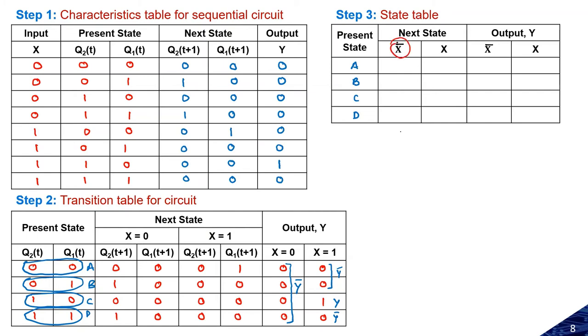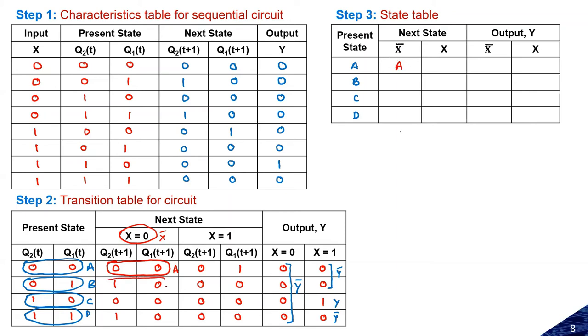If X bar is given, what it means, I need to consider X is equal to 0 only. Now, see here. If X is equal to 0, I am getting the next state, which is 0, 0. This 0, 0, which we have already given, is the same as A. What it means, I need to write A here. Let me repeat what I did here. I have already defined 0, 0 is A, 0, 1 is B, 1, 0 is C, and 1, 1 is D. And the next state for X is equal to 0, which indicates X complement, is 0, 0 for the first case, and 0, 0 is nothing but A. So I have written A here.